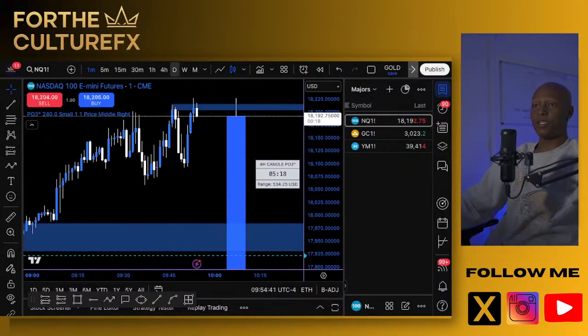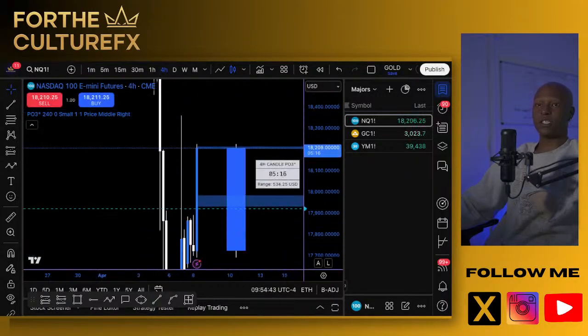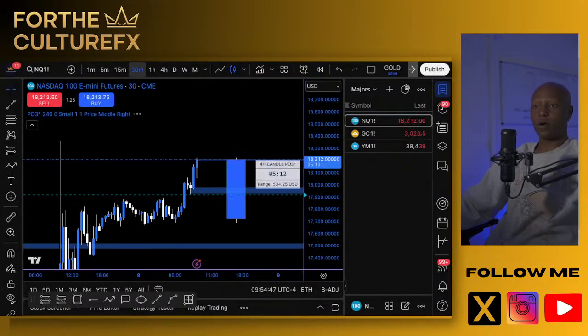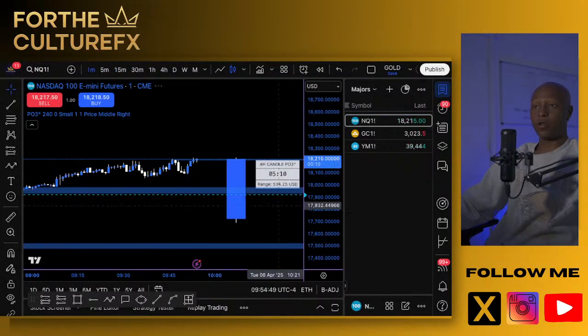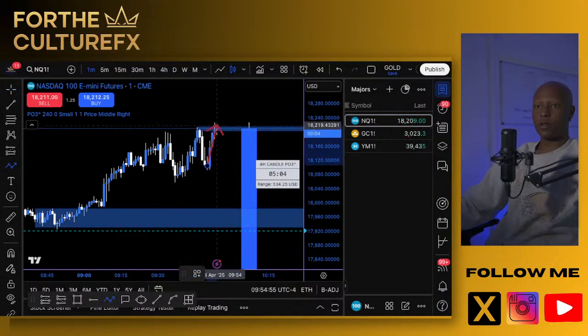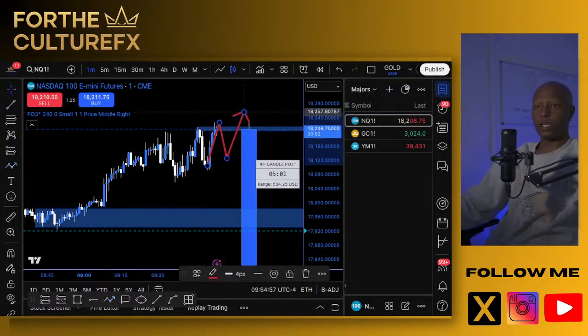So maybe looking to just scale into this current 4-hour or the next 4-hour candle, shall I say, here for NQ. So we'll wait for a possible pullback, either from here or a retest and a continuation.